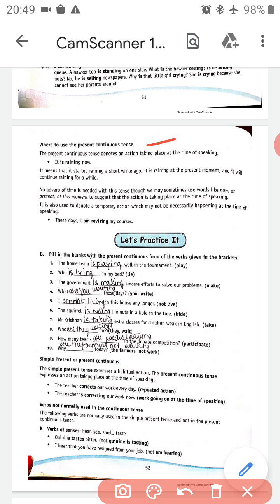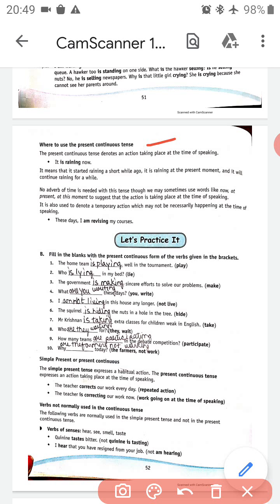Same thing which I have said, that a thing or work which is happening continuously at the present time comes under our present continuous tense. It is raining now. It means that it started raining a short while ago. It is raining at the present moment and will continue raining for a while.